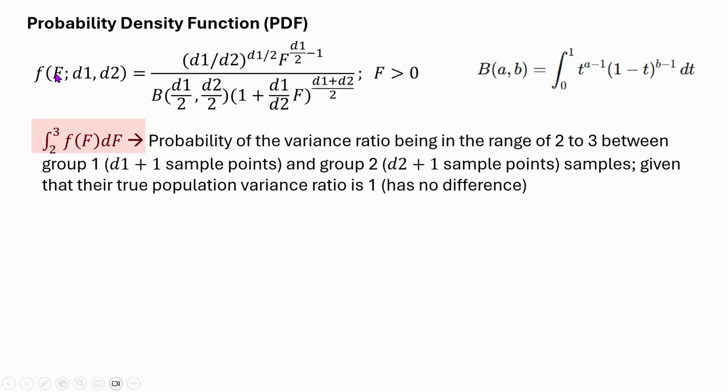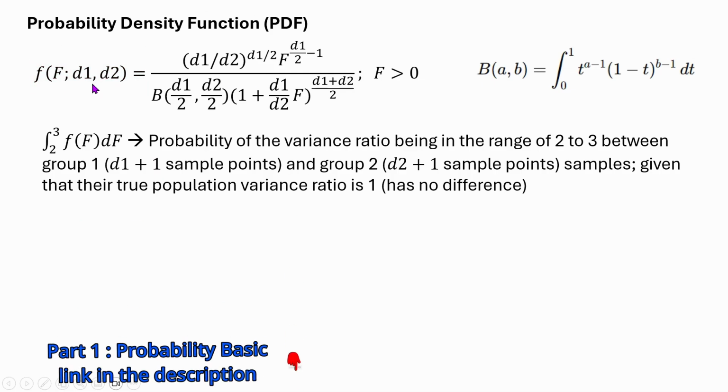Obviously this is a continuous distribution, and we know that in continuous distributions, you cannot really estimate probability at a certain point. So we cannot say what is the probability of F equal to 3. That is not possible. So if you don't know that, you need to check out part 1 of my video series.